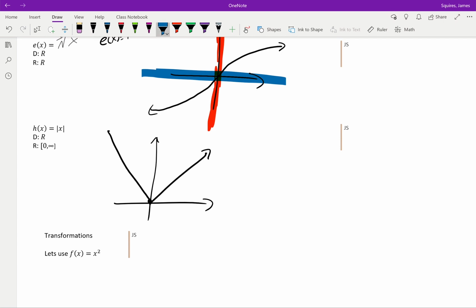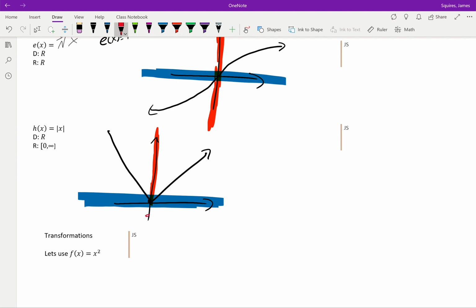Once again, the domain of this function is going to be all real values, and the range of this function is going to be only from 0 to positive infinity. There are no negative y values for which this function exists.